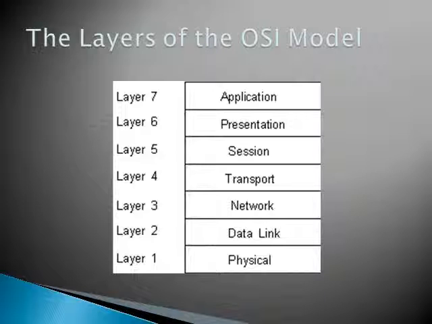The OSI Model has 7 layers. A common way to remember them is "All People Seem To Need Data Processing."